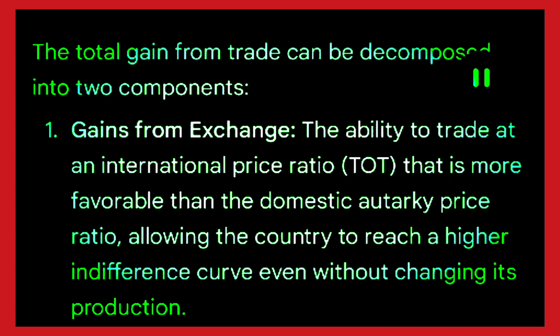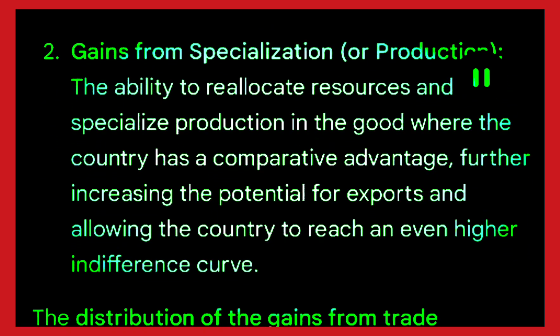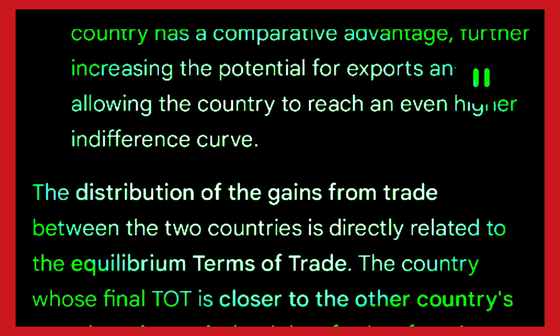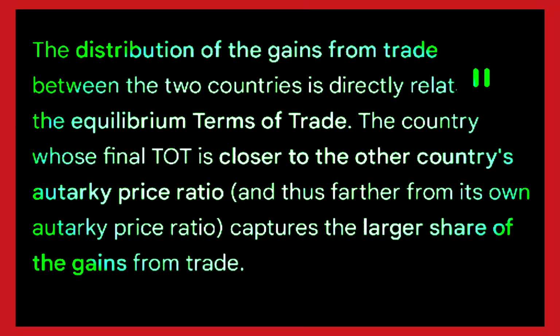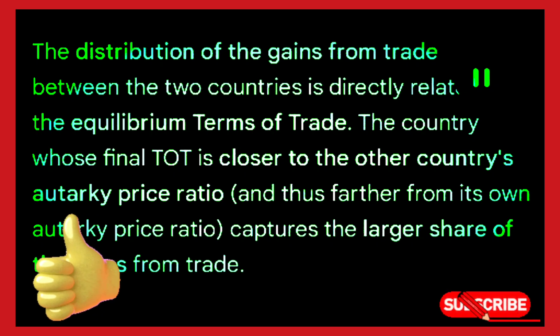2. Gains from specialization or production. The ability to reallocate resources and specialize production in the good, where the country has a comparative advantage, further increasing the potential for exports and allowing the country to reach an even higher indifference curve. The distribution of the gains from trade between the two countries is directly related to the equilibrium terms of trade. The country whose final TOT is closer to the other country's autarky price ratio, and thus farther from its own autarky price ratio, captures the larger share of the gains from trade.